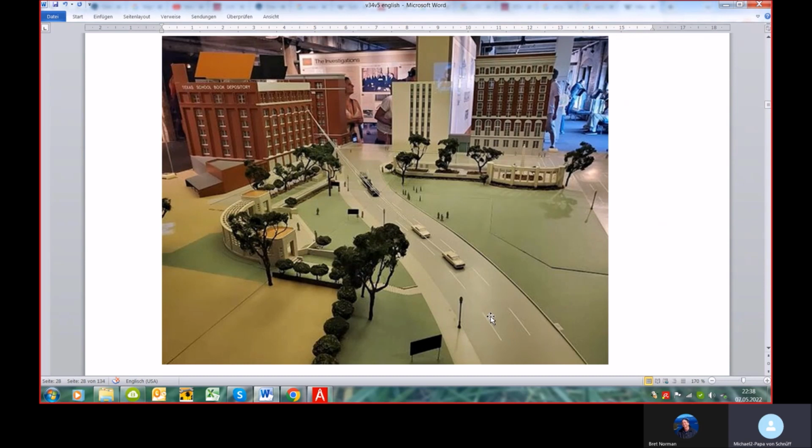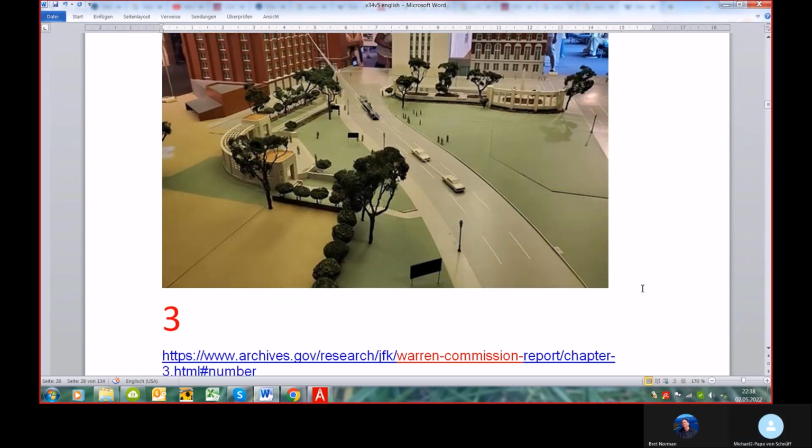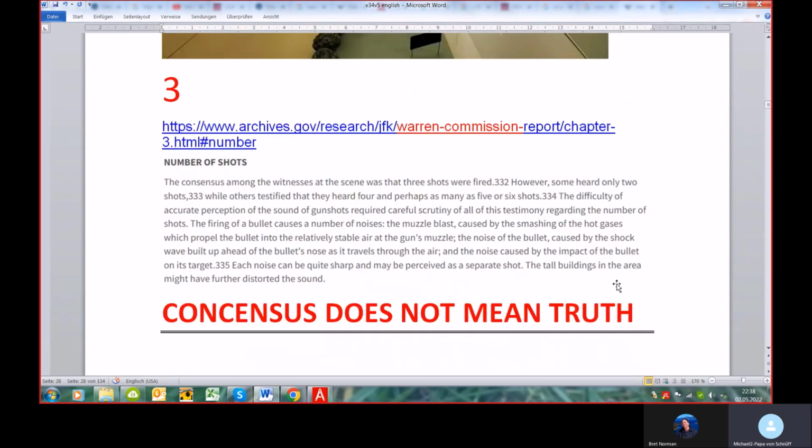Never ever will the Warren Commission or the House Commission or any official government organization tell you, oh no, we have made some error, it was four shots or two or five or whatever. Never ever, because the ritual then won't work. So it has to be three shots. That's key to understanding, and this is just the beginning of all the mess. Because the Warren Commission itself says the consensus among the witnesses at the scene was that three shots were fired. Huh? But consensus does not mean truth, doesn't it?